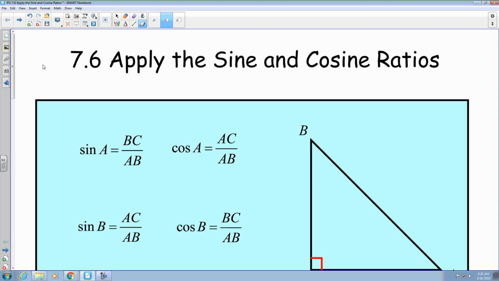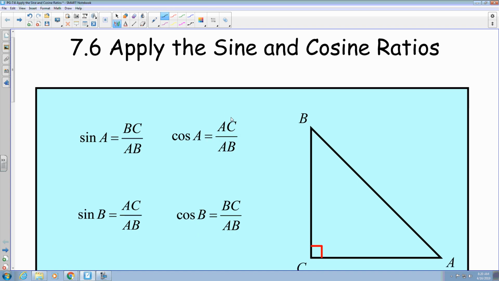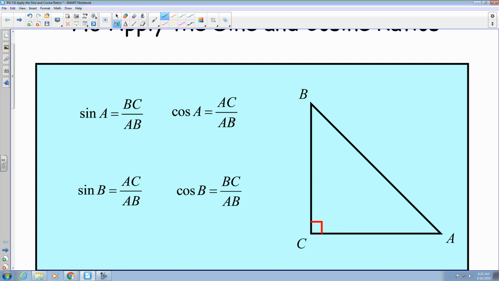All right, we're in section 7.6 where we are going to apply sine and cosine ratios. So in 7.5, we talked about tangent, and tangent was when you had an angle of a right triangle other than the 90-degree angle, and you were able to solve that using opposite over adjacent.